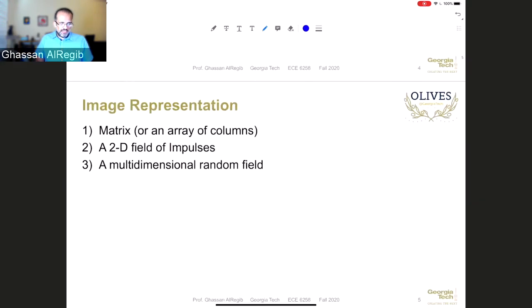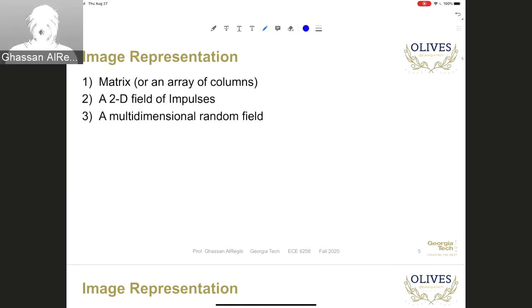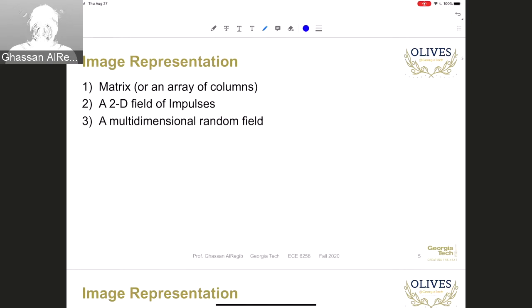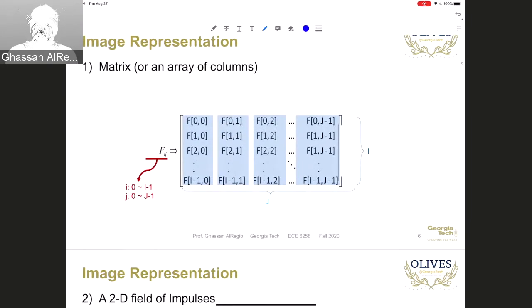Okay, image representation. There are three common ways how we represent images or two-dimensional signals. One is really a matrix, an array of columns. Then you have a two-dimensional field of impulses, and a multidimensional random field. So the first representation is really an array of columns, and you can see in here, this is the first column, second column, and so on. And this is how we really program, how we code in Python and MATLAB our natural images.